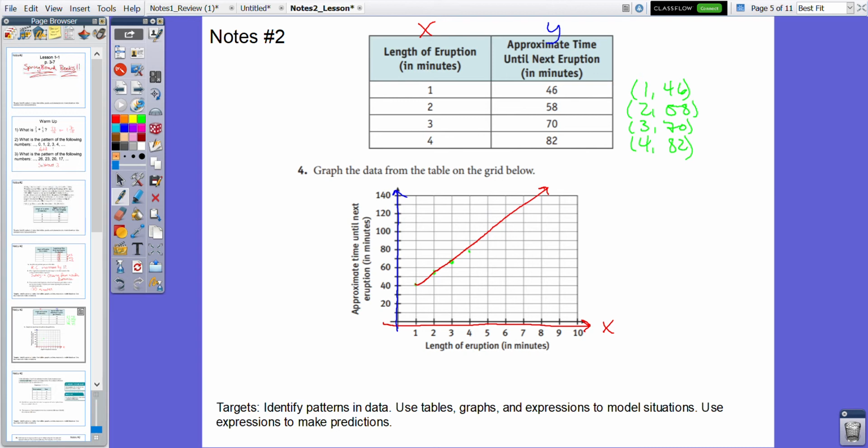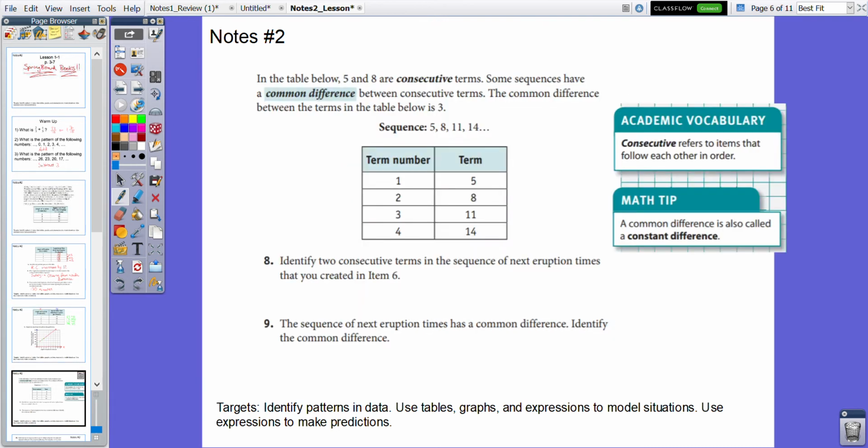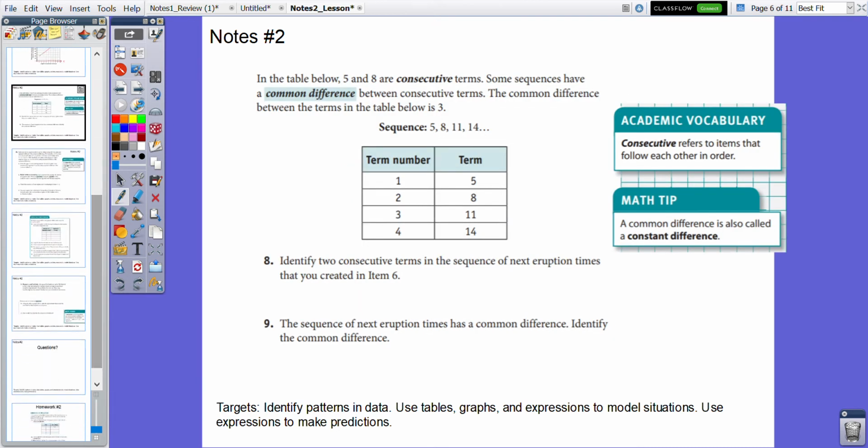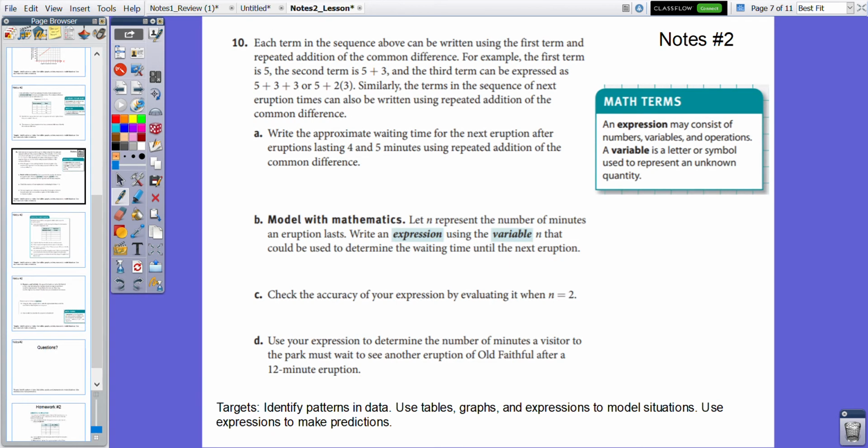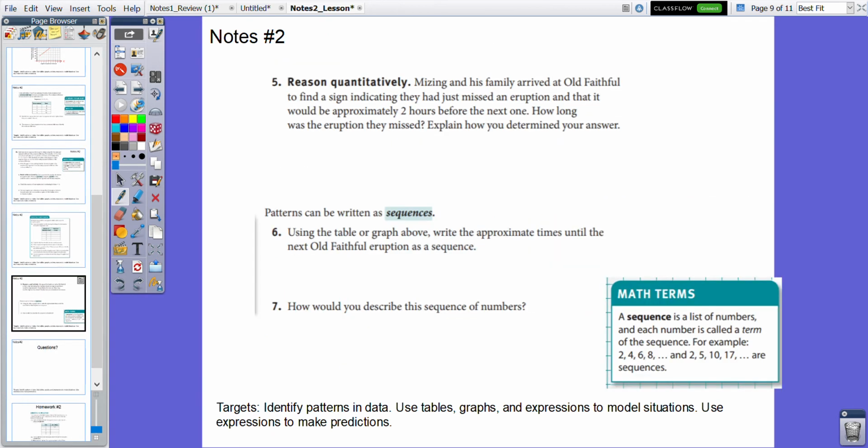Okay? So looking at the next page, number 5. There's number 5. Okay, so Myers and his family just arrived at Old Faithful to find a sign indicating that they had just missed an eruption, and that it would be approximately 2 hours before the next one. How long was the eruption that they missed? Explain how you determined your answer.